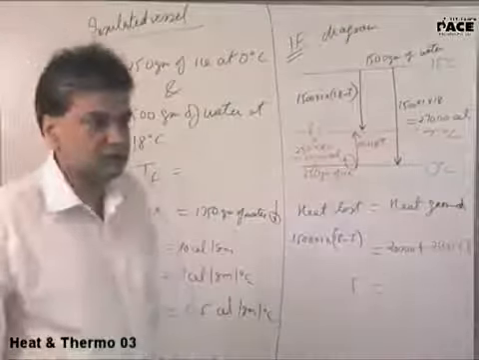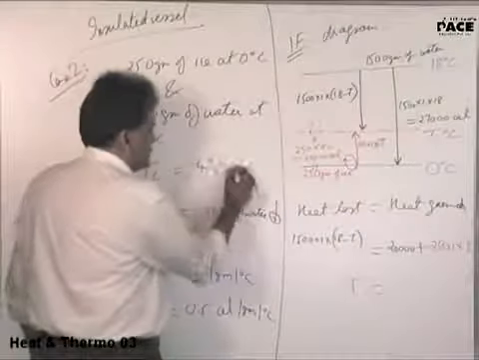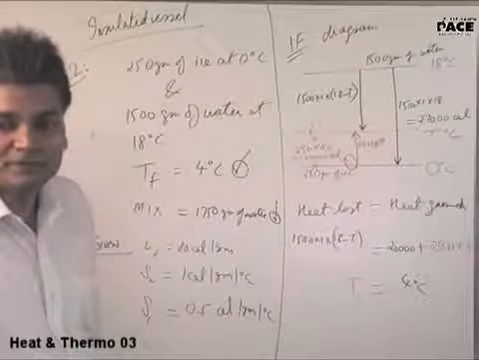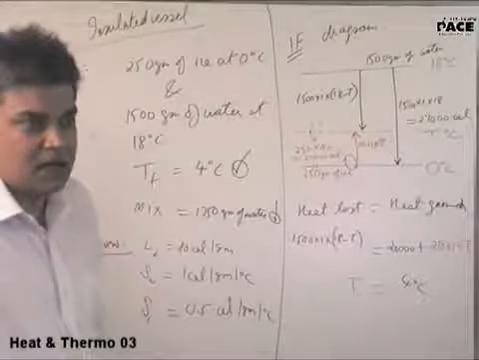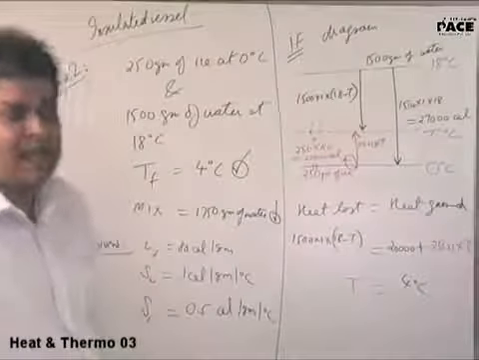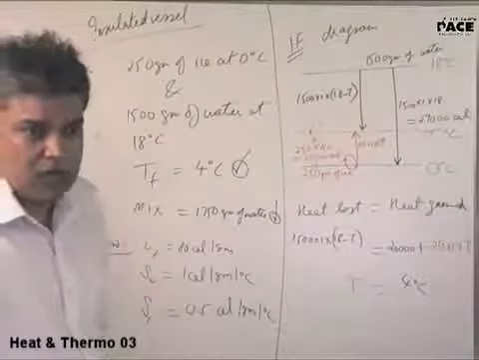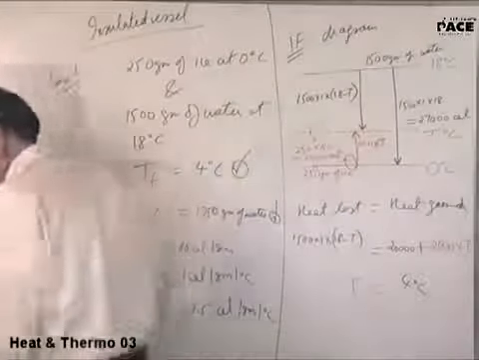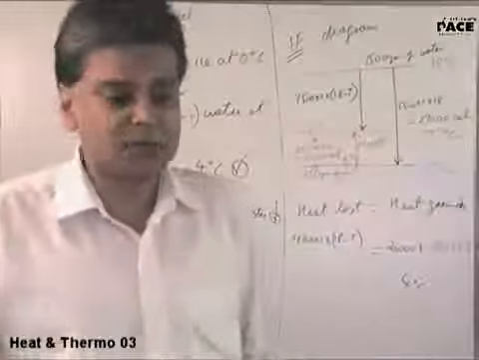So how much do you get? 4 degrees centigrade you get. Do you get 4 degrees centigrade? Yes, sir. 4 degrees. Yeah, that's the answer. Case 2 we have done. We are going to case 3 now. Again, I'm going to do a little change in the question. Si is specific heat of ice.